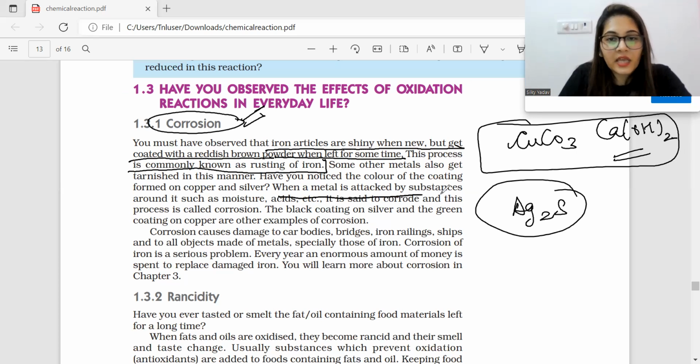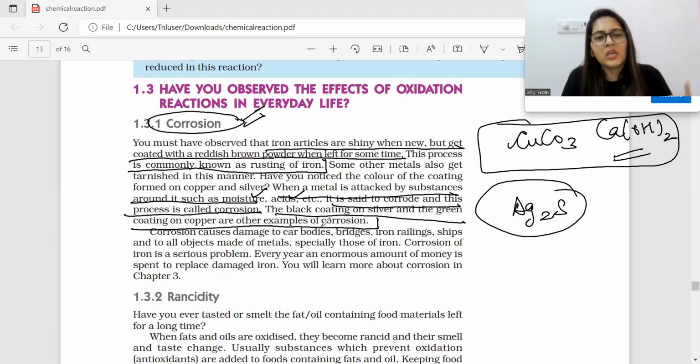Now when a metal is attacked by substances around it, such as moisture or acid, it is said to be corroded, and this process is known as corrosion. So the black coating of silver and the green coating of copper are some examples of corrosion, right? Corrosion is a very dangerous thing because we are investing in so many things, like making bridges, and many big industries are there where iron articles and other metal articles are used, right? So corrosion on the whole is creating a very big loss there.